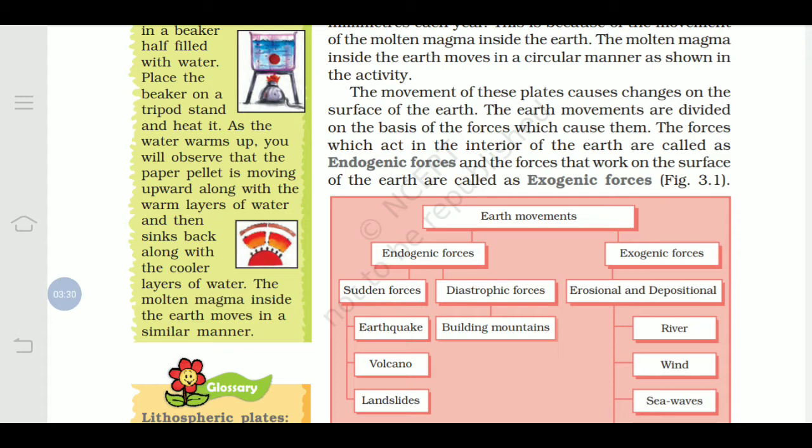Now here we are going to talk about the movement. Don't confuse between these two. This is the movement we are talking about, and that was the eruption we were talking about. So this movement, when it is caused inside the earth, is known as endogenic forces. When it is caused on the surface of the earth, then it is called exogenic forces.